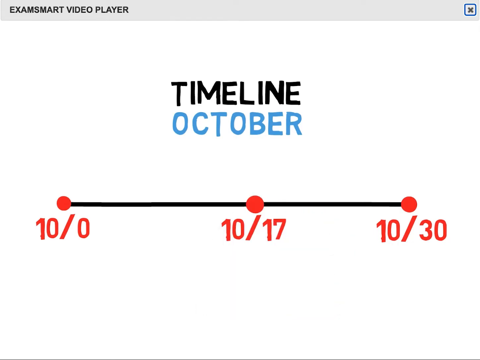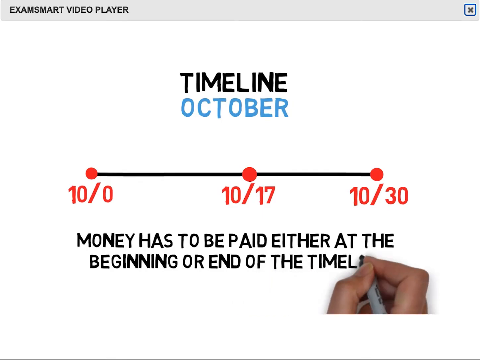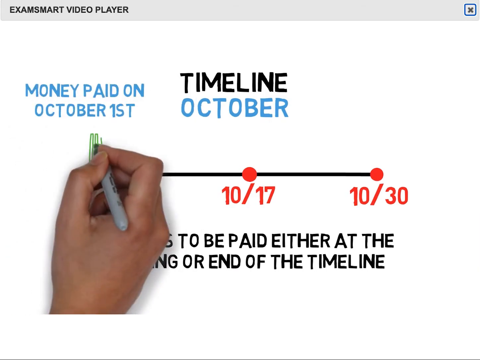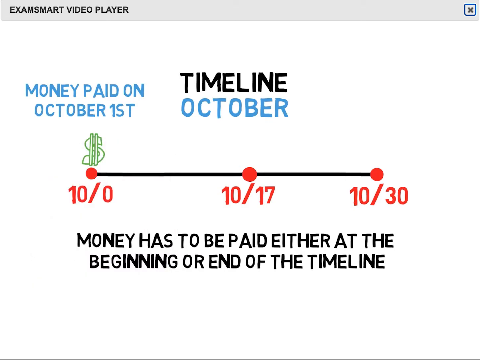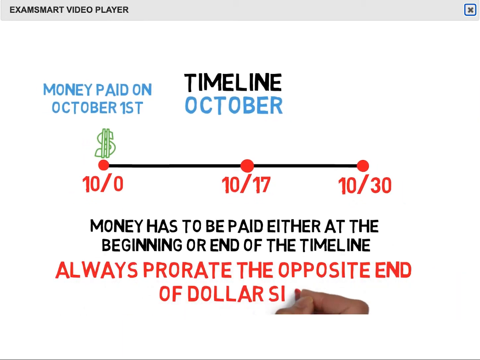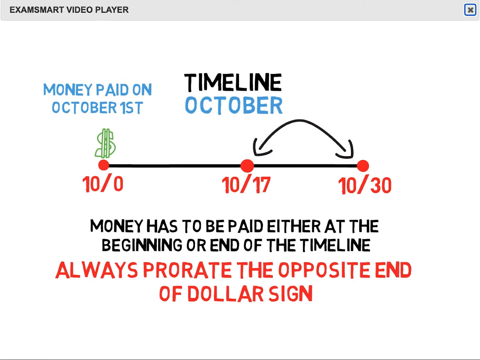In the middle, we'll put 10/17 for October 17th. On prorations, the money has to be paid either at the beginning of the timeline or the end of the timeline. I always like to put a dollar sign where the money is paid. In this case, the money is paid on October 1st, so I will put my dollar sign right above October 0, or the 1st of October. Wherever you draw your dollar sign, you always prorate the opposite end, which means the time frame we're looking for is from October 17th through October 30th.